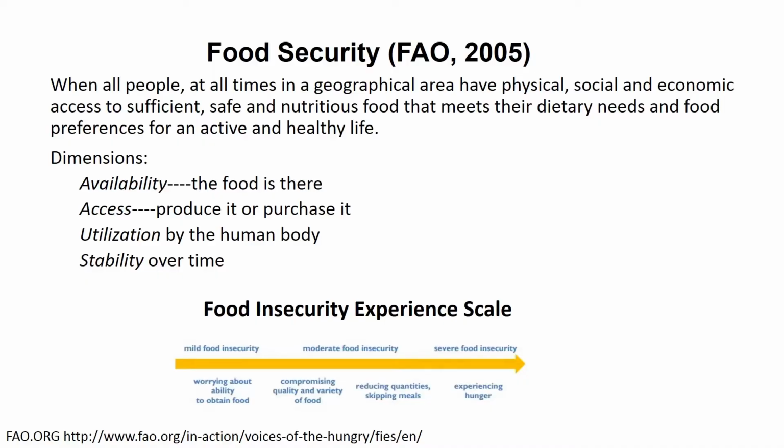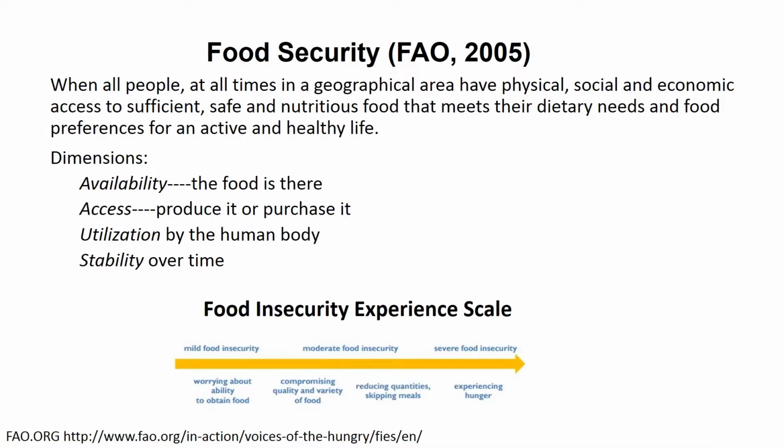Food security, just briefly, is defined by FAO when all people at all times in a geographical area have physical, social, and economic access to sufficient, safe, and nutritious food that meets their dietary needs and food preferences for an active and healthy life. Well, that's a lot, but many of us in this room don't really know what that means. But there are many people that do not have that. And there are dimensions of it.